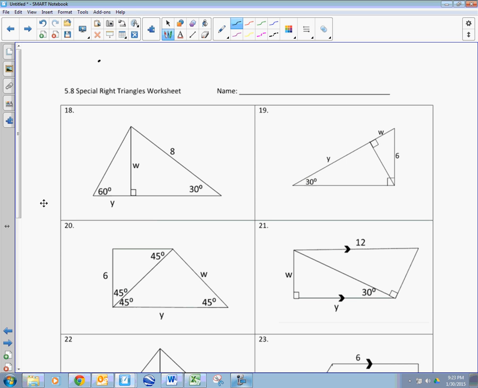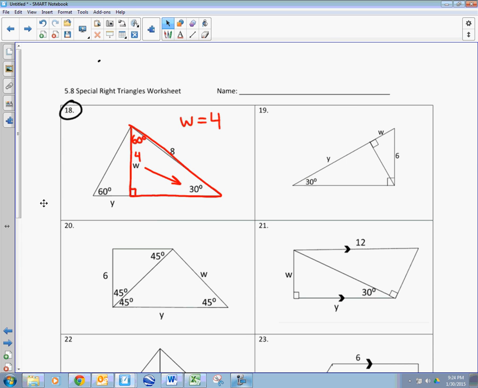Okay? So if we look at 18, we want to solve for y and for w. And if I look at my information, I have 30 degrees, I have 90 degrees, so therefore this angle must be 60 degrees. So therefore the triangle in red is a 30, 60, 90. W is across from 30 degrees, so it is the shorter side. So this could be half the hypotenuse. So W is equal to half the hypotenuse, which is 4. Got a 4 right there.